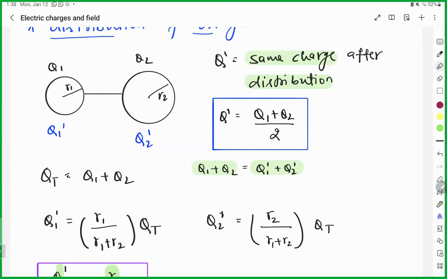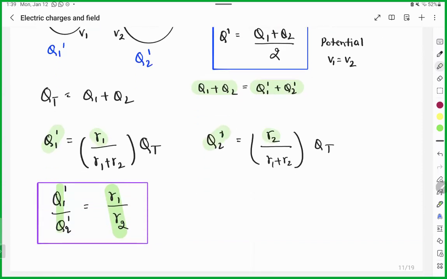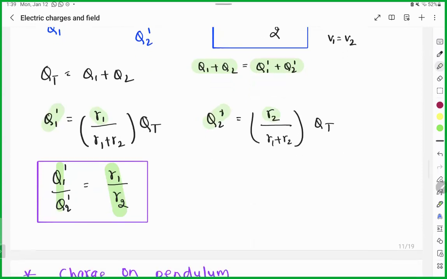Once you connect, potential will be the same. So if you have V1 potential and this is V2 potential, then potential V1 will become equal to V2 after connection. So if you want to calculate new charge after redistribution, it will depend upon the radius. Less radius, less charge. More radius, more charge. As simple as that. That's why the new charge ratio will depend upon the radius, and we did this already.